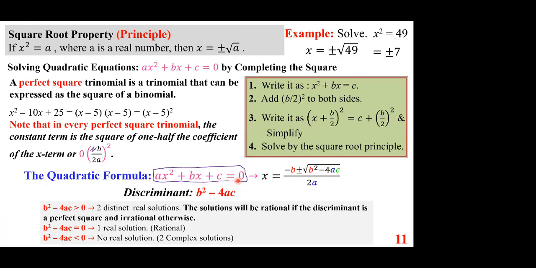Number one, if it's positive, we have 2 distinct real solutions. If it's 0, we have 1 real solution. And if it's negative, we have no real solution, meaning 2 complex solutions or 2 imaginary solutions. Also, when you factor, it can't be factored if it's not a perfect square. So when it's a perfect square, it is really helpful, okay?